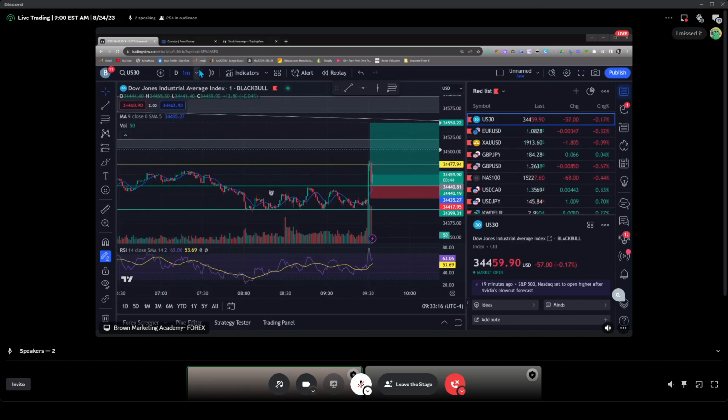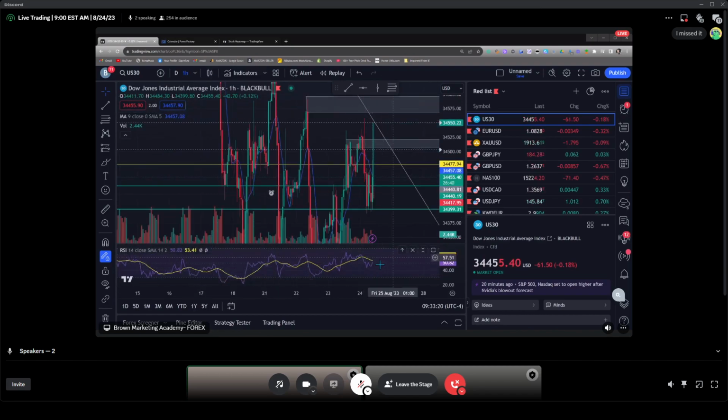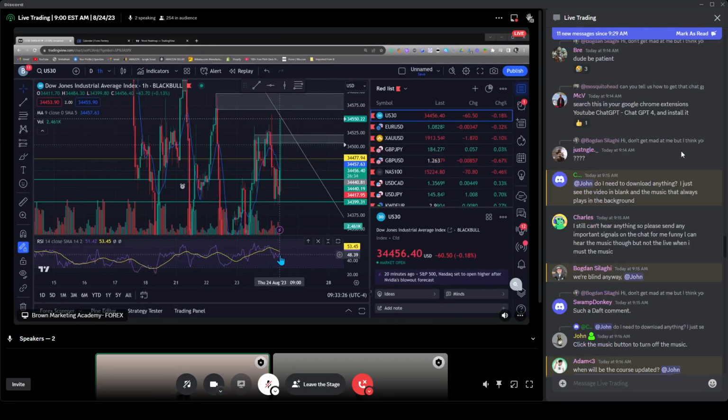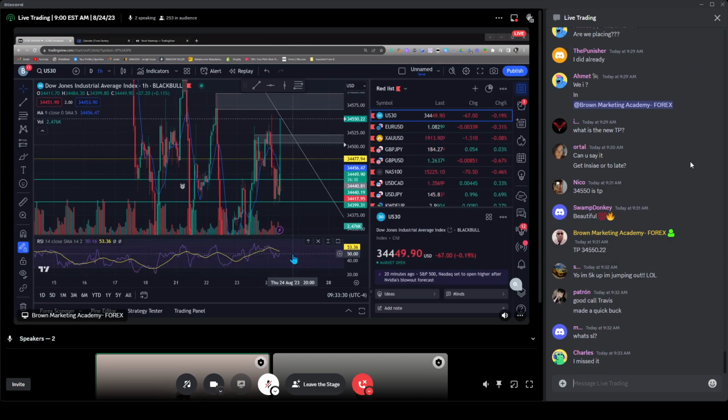While we're waiting on that, what I would like to do is go out to my 1 hour and take a look at the RSI there. RSI is pretty much neutral. It's right around the 70, but I would say it is bullish because it's above the 30. I'll explain what that means in a bit.